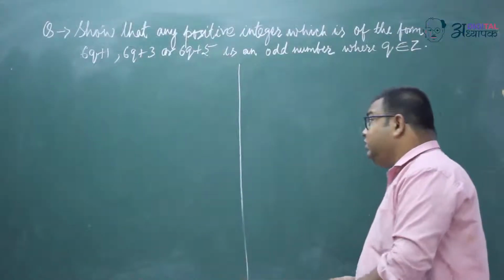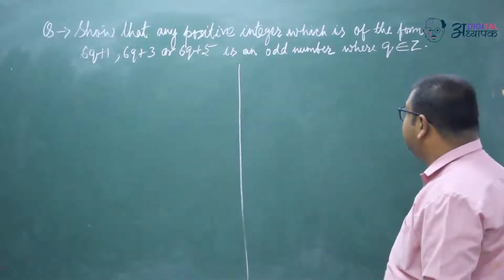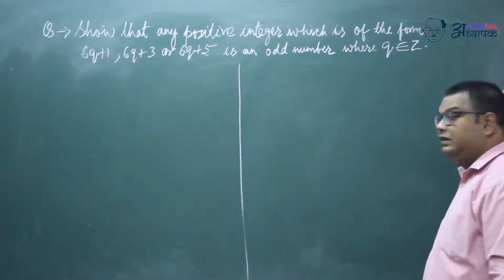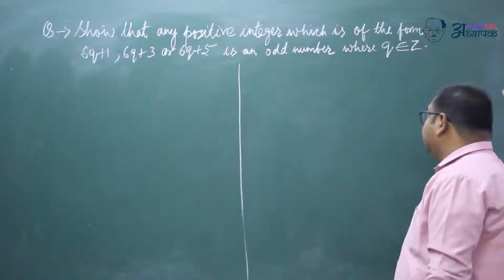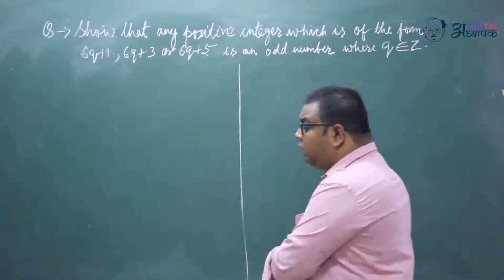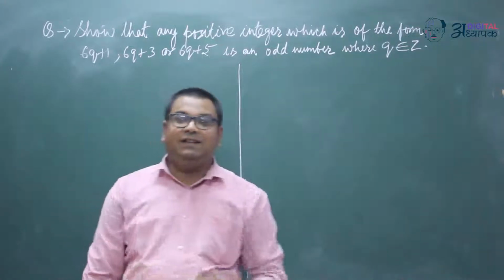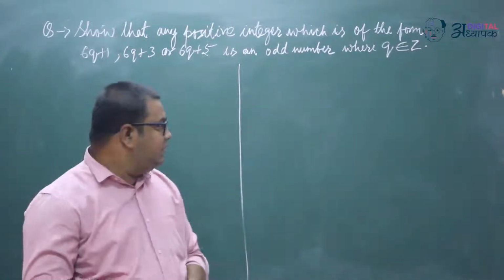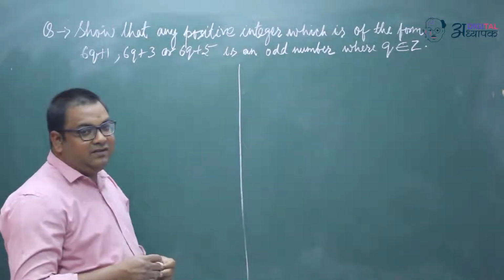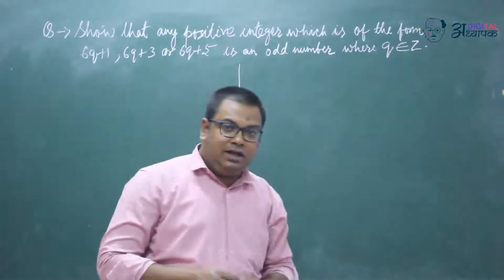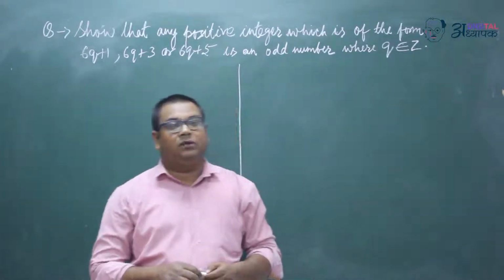We are there with a question on the board. Show that any positive integer which is of the form 6q plus 1, 6q plus 3 or 6q plus 5 is an odd number where q belongs to Z. Symbolically, it means that q is an integer. Now students, this form 6q plus 1, 6q plus 3 and 6q plus 5 is Euclid's form. And you have to prove that all these three forms correspond to odd numbers.